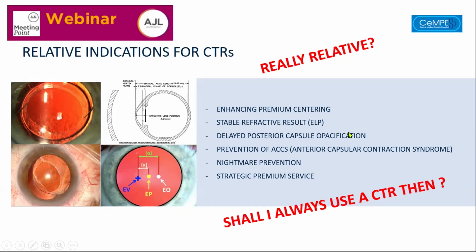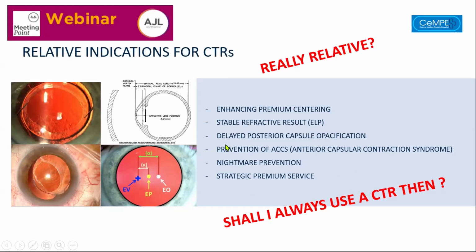implanting a ring for these premium lenses improves your refractive results in the post-op. The expected result, it adds a little bit of security and precision in the IOL calculation because you ensure yourself the lens is staying at the ELP.